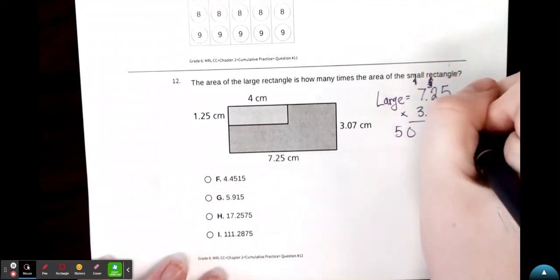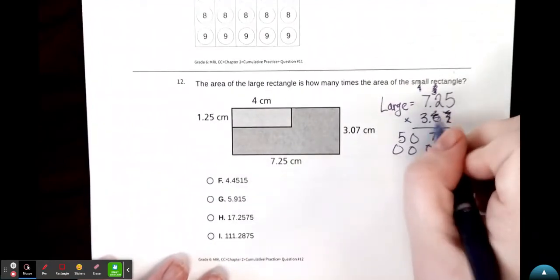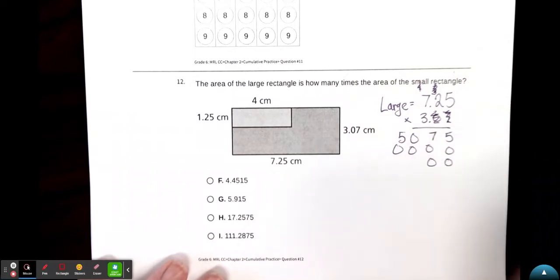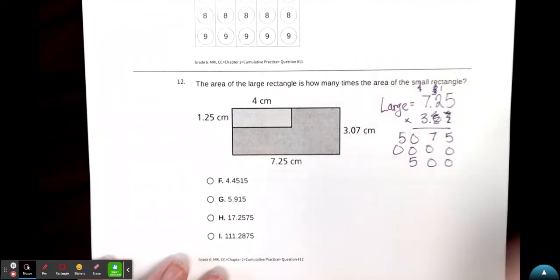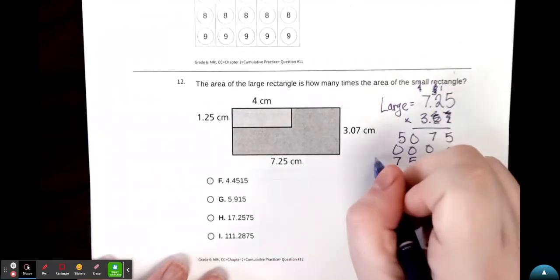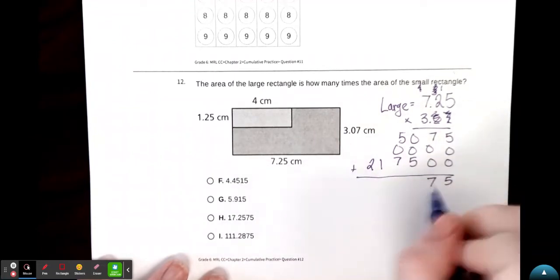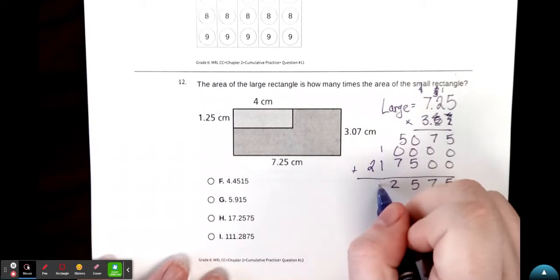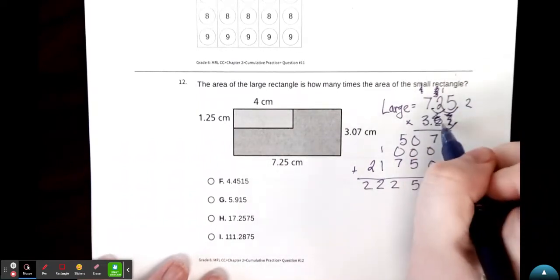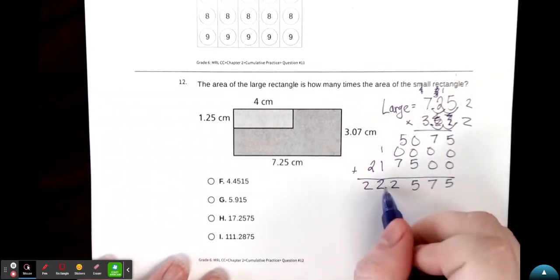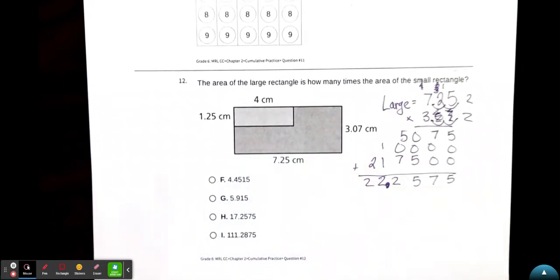Cross these guys out. 0 times anything is 0. So this is just going to be a bunch of zeros. Cross that out. Put 2 placeholders. 3 times 5 is 15. Carry my 1. 3 times 2 is 6. Plus 1 is 7. And 3 times 7 is 21. Add these up. We get 5, 7, 5, 12, 2, and 2. Then we place our decimal. 2 places in, 2 places in, for a total of 4, which is going to go right here. Okay, so that is the area of the large rectangle.